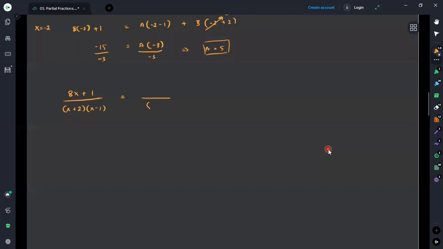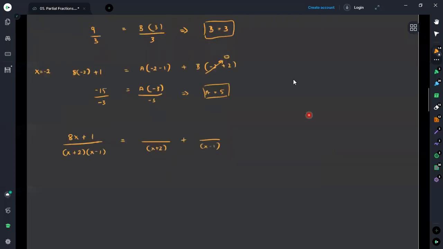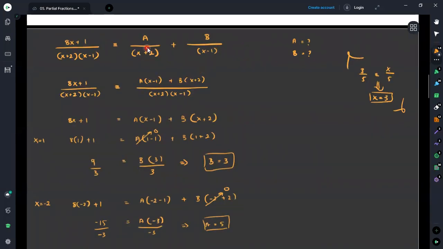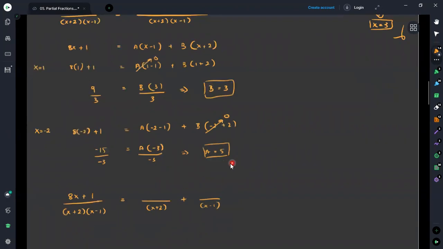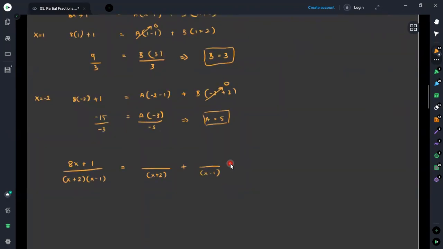Here what we are getting is x minus 1. Those are the fractions that we have made. Then the value of a, it is with this x plus 2. Then the value of a was found out as 5 and the value of b was 3.